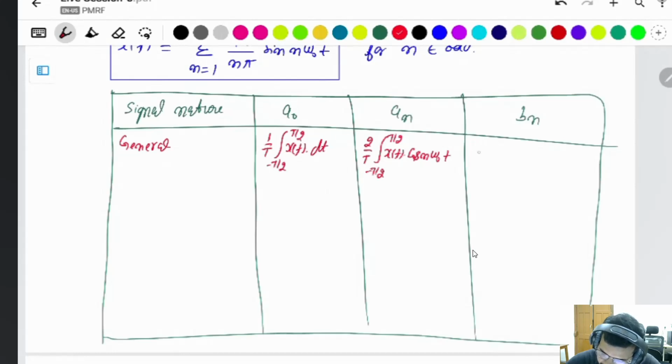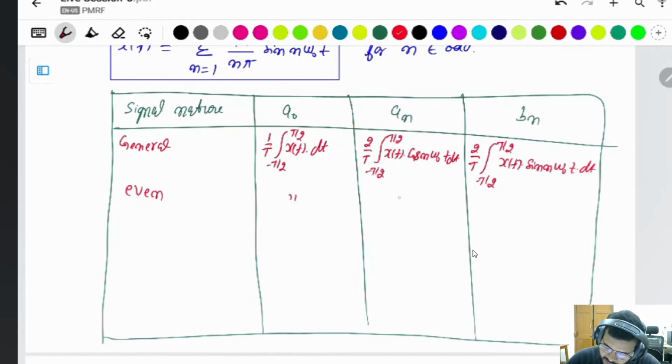Third case, Bn is 2 by T, integration from minus T by 2 to T by 2 of x(t) sine of n omega naught t dt. If the signal is even, then what happened? A naught value is the same, An you can calculate from this one, Bn will be 0.